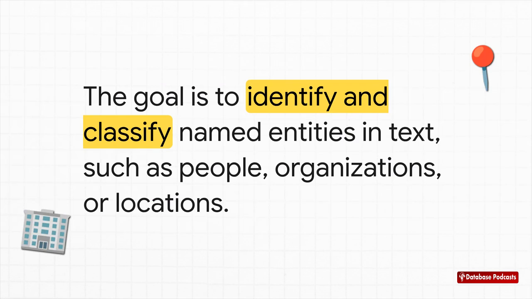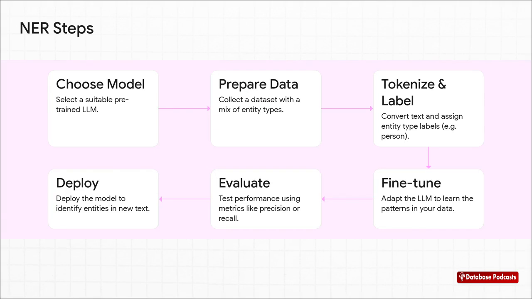Okay, for our second use case, let's look at named entity recognition, or NER for short. This is all about teaching the model to scan a sentence and pull out specific things, like people's names, locations, organizations, you name it.